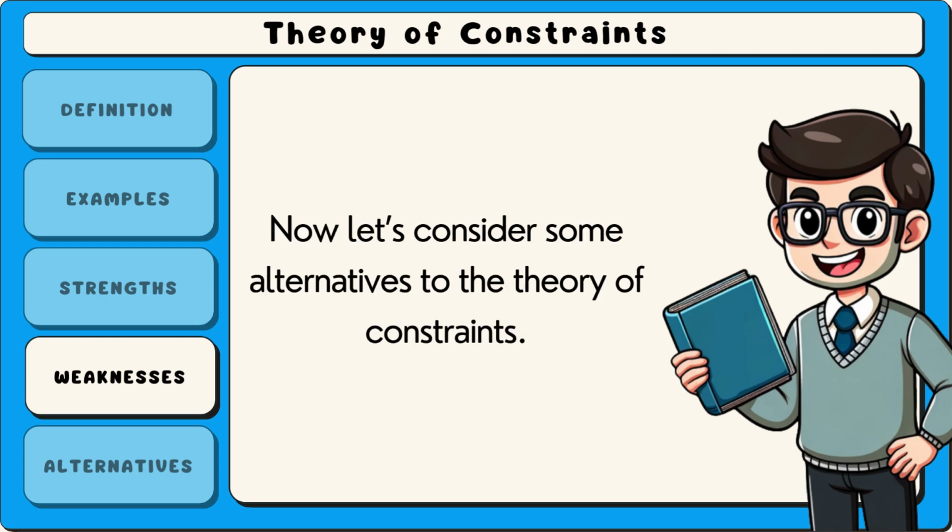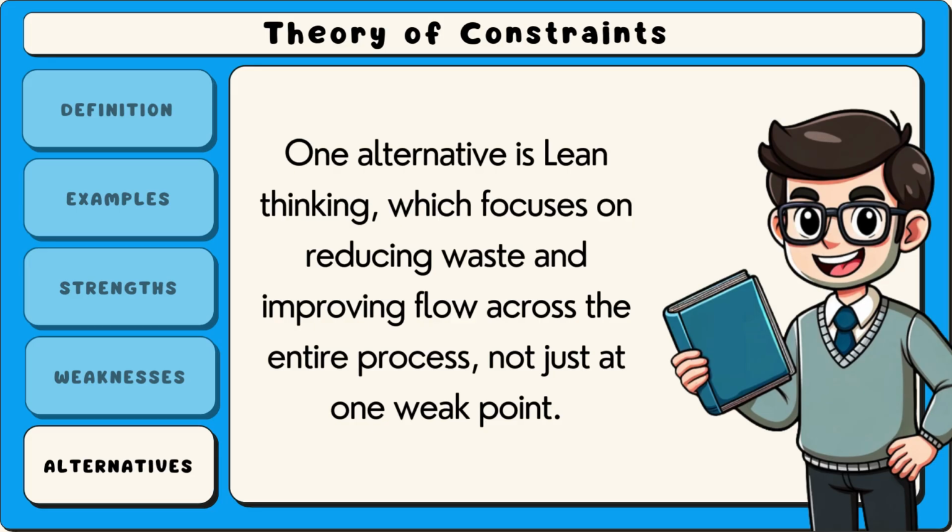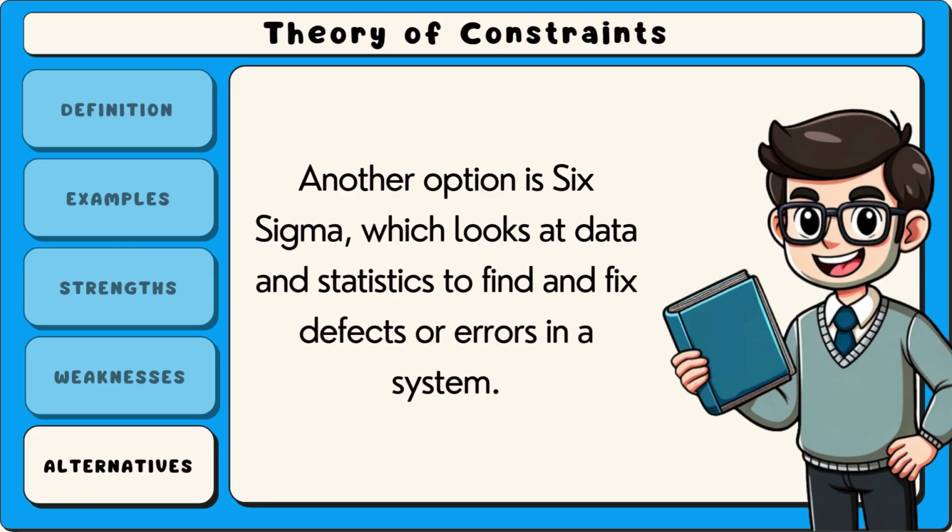Now let's consider some alternatives to the theory of constraints. One alternative is lean thinking, which focuses on reducing waste and improving flow across the entire process, not just at one weak point. Another option is Six Sigma, which looks at data and statistics to find and fix defects or errors in a system.